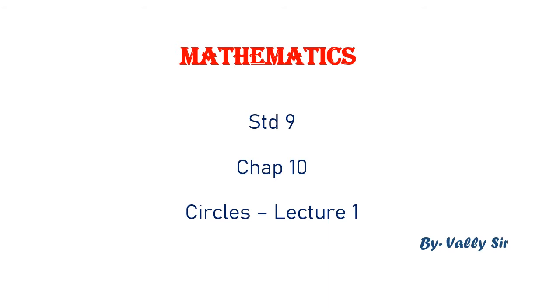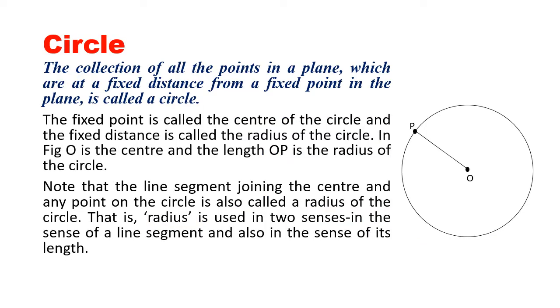So, circles you have done in the previous classes also. You see many objects around you which are in the shape of a circle: a bangle, the currency coins, the wheels of the vehicles, all are in the form of a circle. So, circle is supposed to be a perfect shape. So today we are going to do the geometric aspect of circle.